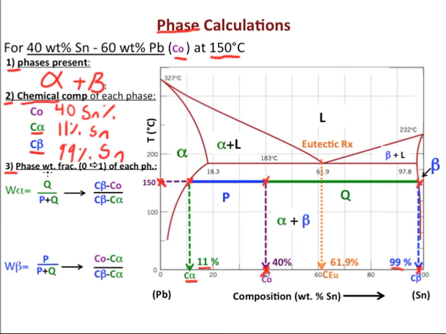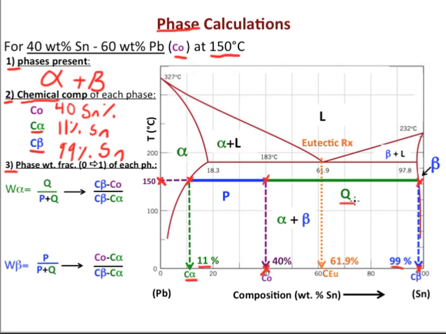So now we've come to our most tricky calculation, the phase weight fractions of each phase. What we do is we first start over here for our phase weight fraction of alpha. So we start over here, which would actually be 0% alpha, right? Because this is our solubility limit. And then we head from there to our nominal composition here, which in this diagram is labeled as Q. So for our weight fraction of alpha, we do Q over the entire thing, which would be P plus Q, so this entire distance. And this is what we call the lever rule, or the inverse lever rule.